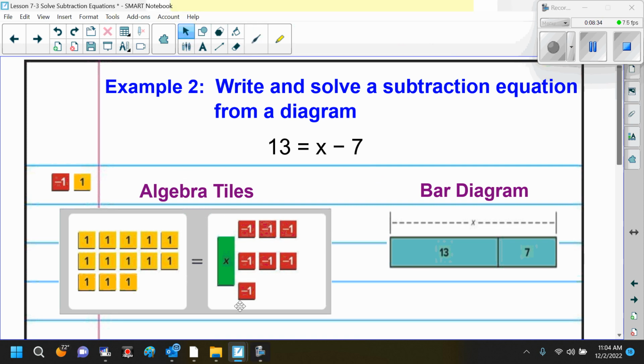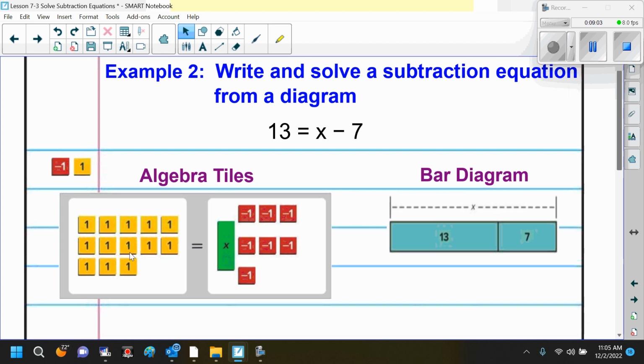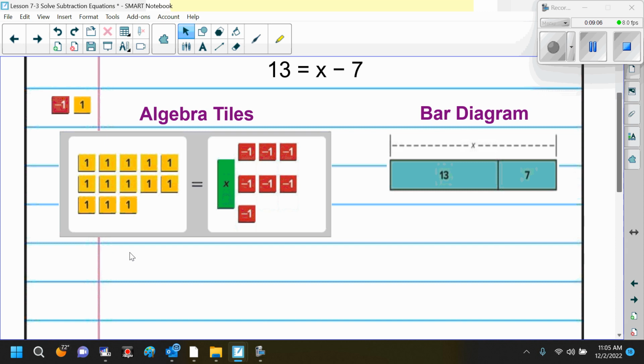Now, let's look at the algebra tiles first. These are negative 1s over here. This is the x. So this is x and 7 negatives. Does everybody see that? So that means x plus a negative 7, or x minus 7. Does everybody see how that matches the equation? And then over here, we've got a positive 13. So there's 13 positives over here. Everybody got that?